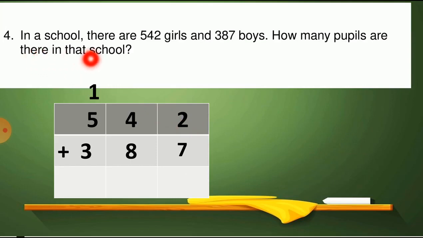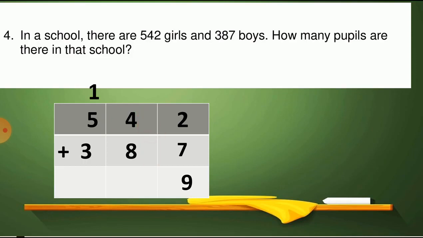In a school, there are 542 girls and 387 boys. How many pupils are there in the school? So, I write 542 and 387 here this way. Let's start adding this sum. So, 2 plus 7, which is at the ones column, let's start adding this. 2 plus 7 is equal to 9. So, I write number 9 under the ones column.